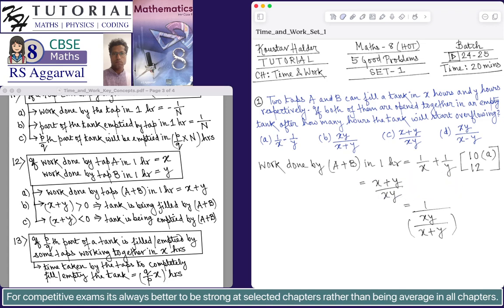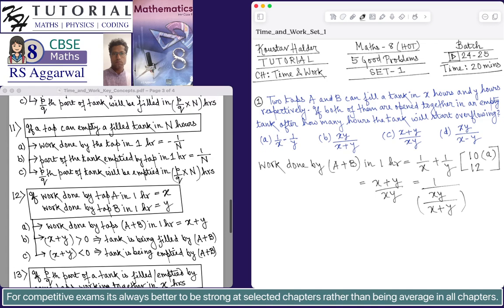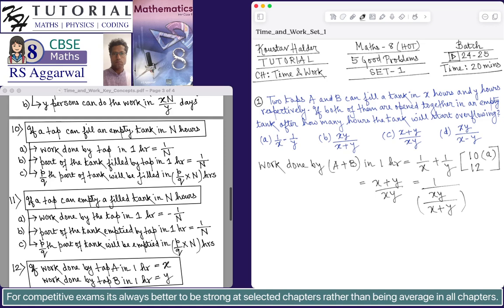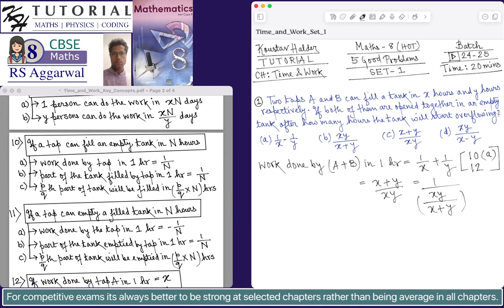Okay, now I can say that we know that in 1 hour work done by A plus B is 1 by (xy divided by x plus y). So the entire tank will be filled in, that is the total work done. The total work here means filling the entire tank. So total work done will be, I can then apply which concept? Concept 10 can be applied since we know.